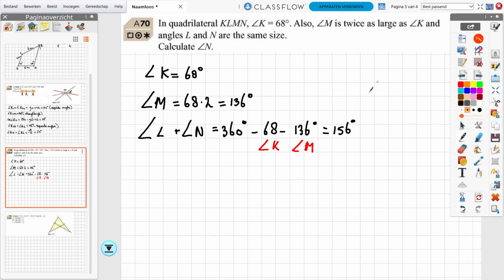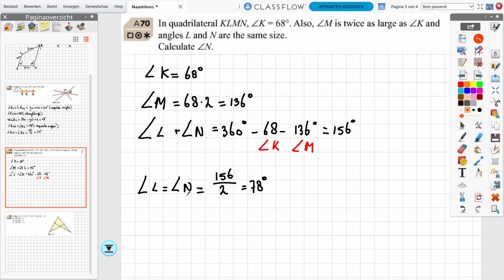156 degrees. Again, if you find it difficult, do it in intermediate steps on your extra paper. So this is what angle L and N together are. However, angle L and angle N have the same size. So angle L is angle N. So that means that 156 that we had, we still have to divide up in two equal parts. So that's going to be 156 divided by 2, which is 78 degrees.